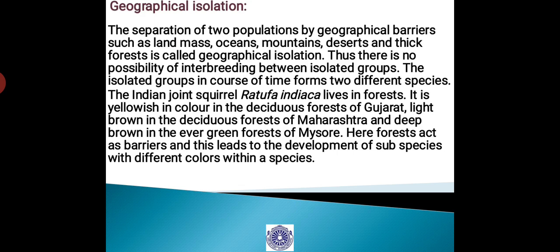Thus, there is no possibility of interbreeding between isolated groups, and the isolated groups in course of time form two different species. The Indian giant squirrel Ratufa indica lives in forests. It is yellowish in color in the deciduous forests of Gujarat, light brown in the deciduous forests of Maharashtra, and deep brown in the evergreen forests of Mysore. Here, forests act as barriers, and this leads to the development of subspecies with different colors within a species. So this is one of the best examples for geographical isolation.